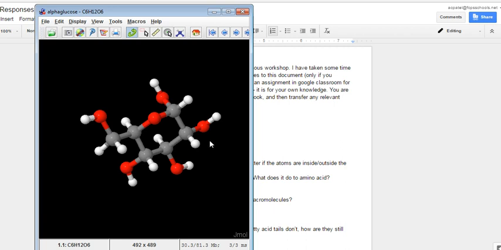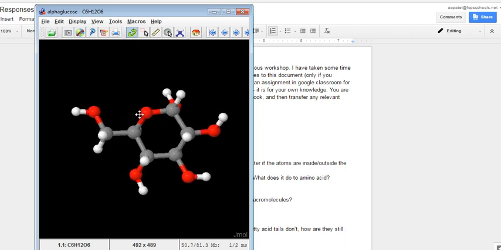This is glucose, so let's count up and make sure we understand that C6H12O6. Our carbons are gray here, so we've got 1, 2, 3, 4, 5, 6 carbons. Hydrogens are white. So we've got 1, 2, 3, 4, 5, 6, 7, 8, 9, 10, 11, 12. And we should have 6 red oxygens. 1, 2, 3, 4, 5, 6. And this should match your color coding that you took in notes in a workshop way back.